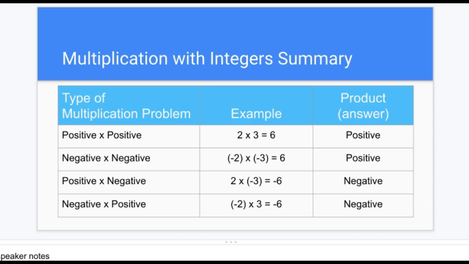Now, these rules say multiplication, but this also applies to division as well, and you're going to see that momentarily when I get down to the dividing slides. Basically, a positive times a positive is a positive. A negative times a negative is not a negative, it's a positive. However, a positive times a negative or a negative times a positive both give you a negative product.